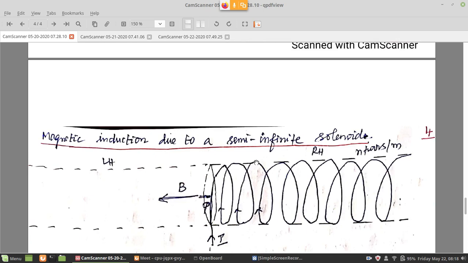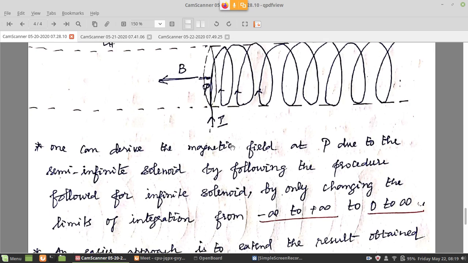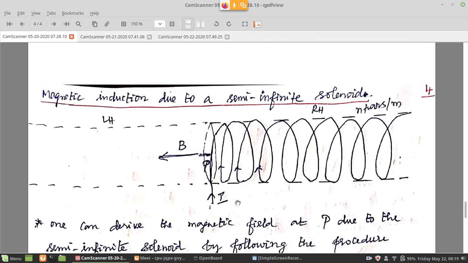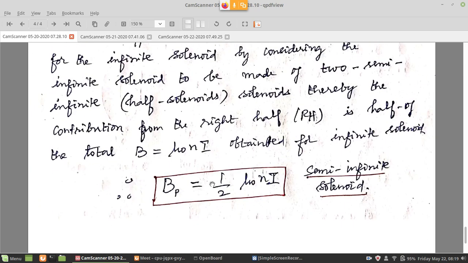We will see that now if you do it, but even that is not required. That process is the same, we can repeat it. But an even smarter way to do this is very simple. Infinite solenoid is extending on both sides. Semi-infinite is extending only on the right side. So it is like half of the infinite solenoid. Whatever magnetic field the infinite solenoid is contributing, the semi-infinite solenoid will contribute only half of it. Therefore, to remember this easily, we can just divide that magnetic field by half.